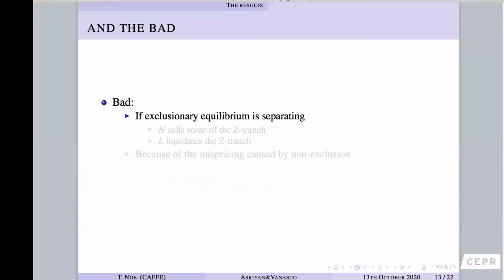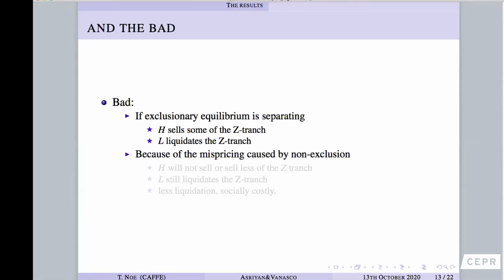The bad case is if the exclusionary equilibrium is separating, we're going to get H selling some of the Z tranche, and L is still liquidating all his Z tranche. So because of the mispricing caused by non-exclusion, what's going to happen? Well, H won't sell as much of the Z tranche, or maybe he won't sell any of it at all. And L will still liquidate their Z tranche. So there's no increased liquidation by L and there's less by H. Liquidation is Pareto optimal because the assets are more valuable in the hands of the buyer than the seller, and therefore exclusion is bad.